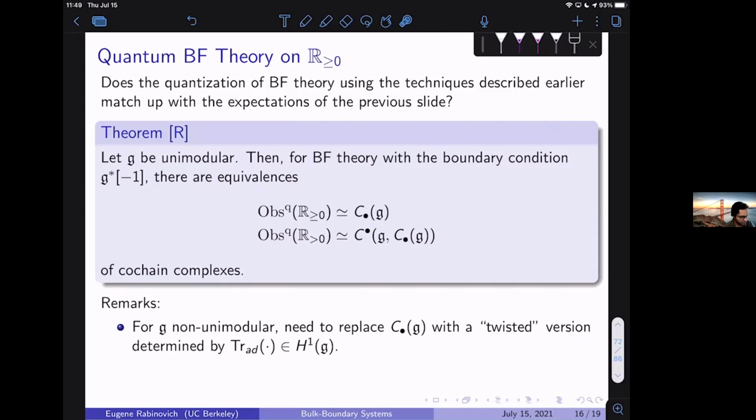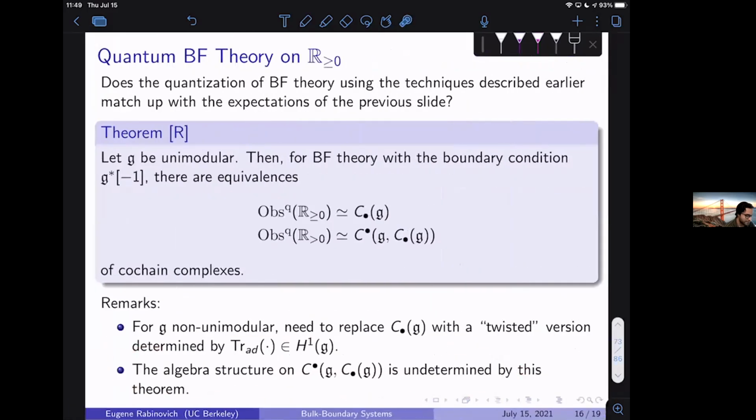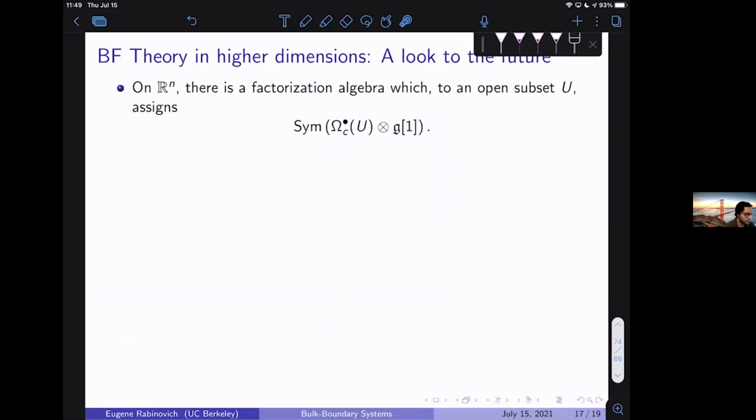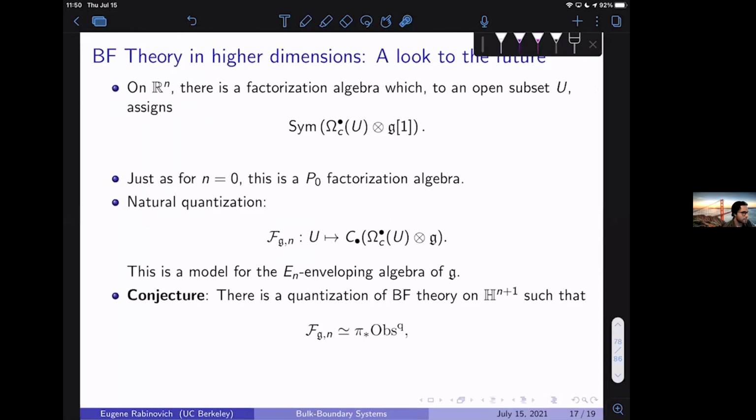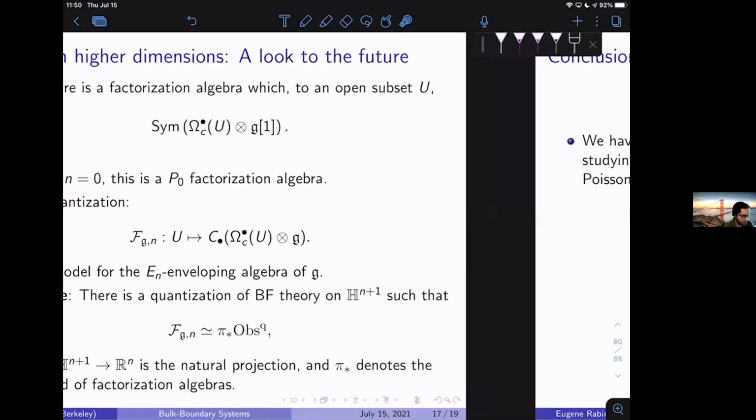And I just want to make a quick note: if we don't have a unimodular Lie algebra, well, we have to replace the chains with some twisted version, which is determined by the trace in the adjoint representation, which is an element of the one cochains of g. And another comment is, again, the theorem has not determined the algebra structure induced on this object from the factorization algebra. All right, so I don't have time to explain BF theory, but I would like to study BF theory in higher dimensions and reproduce what is known as the E_n enveloping algebra for g, which is the higher analog of the chains on g, which is what we had on the boundary in 1 dimension. So this is my conjecture. It'd be nice to show this, that's work in progress.